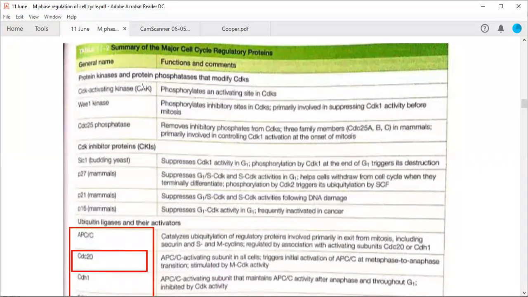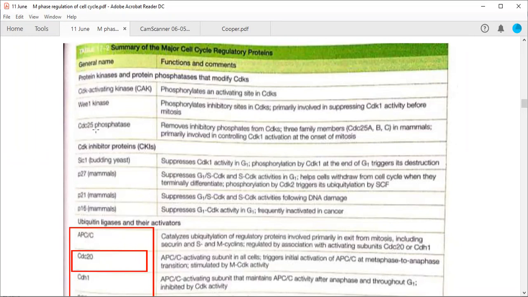This CAK phosphorylates your threonine at position 161, which has an activating effect, whereas Wee1 kinase, sorry for that, this is not a phosphatase, this is a kinase. I'm repeating again, this is a kinase, but it will phosphorylate your inhibitory position, generally tyrosine 15. So it phosphorylates inhibitory sites of CDK, primarily suppressing CDK1 activity in MPF, maturation promoting factor.